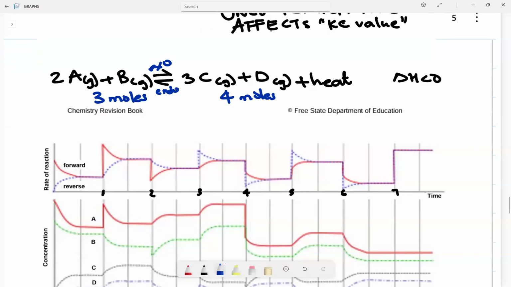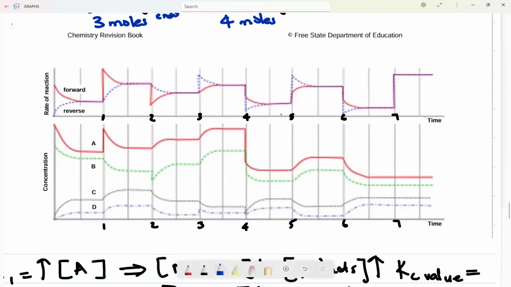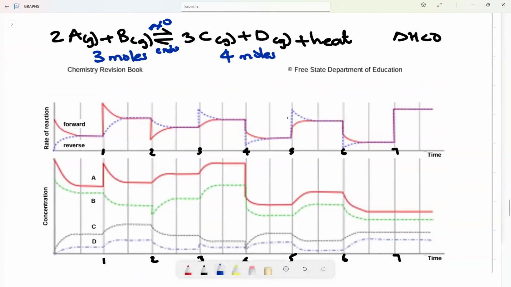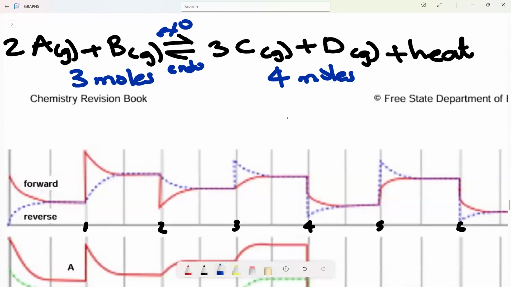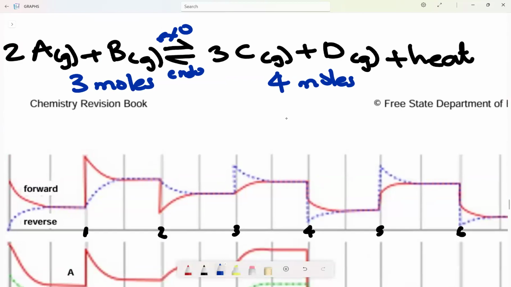Okay, now at T5, is it T5? Yes, let's see. There is a both increase in the rate of the forward as well as the reverse, right? Now remember, what did we say? If it is like this, it's either temperature or pressure, right? But we say the one that increases the most is the one that is favored, okay? Which one increases the most is that of the reverse.